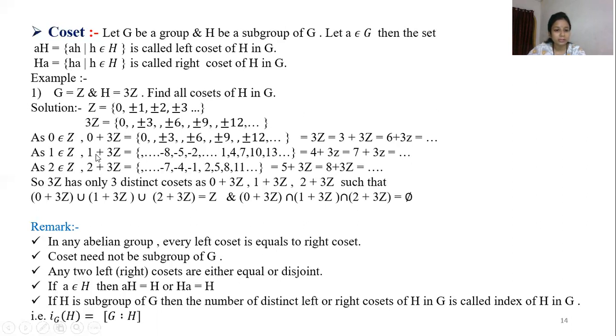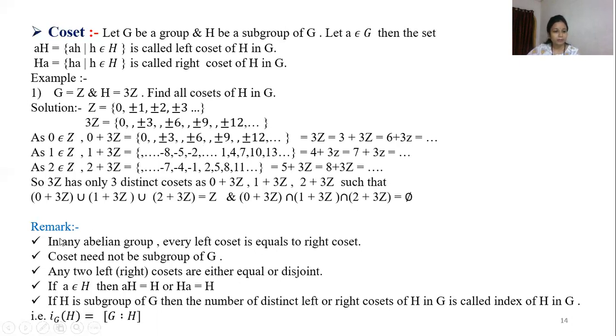For example, consider 1 plus 3Z. 1 plus 3Z is a coset, but is it a subgroup? No. Why is 1 plus 3Z not a subgroup here? Because 0 is the identity, but 0 is not a member of this set, therefore the identity property is not satisfied, therefore it is not a subgroup.